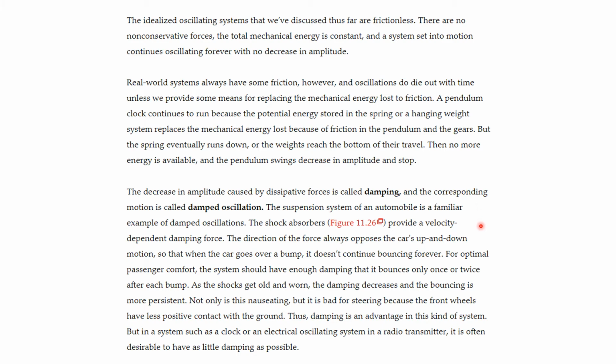The shock absorbers provide a velocity-dependent damping force. The direction of the force always opposes the car's up and down motion, so that when the car goes over a bump, it doesn't just keep bouncing forever, it stops eventually. For optimum passenger comfort, the system should have enough damping so it bounces only once or twice after each bump. So as the shocks get old and worn, the damping decreases and the bouncing is more persistent. And so that is bad. But damping is an advantage for that kind of system.